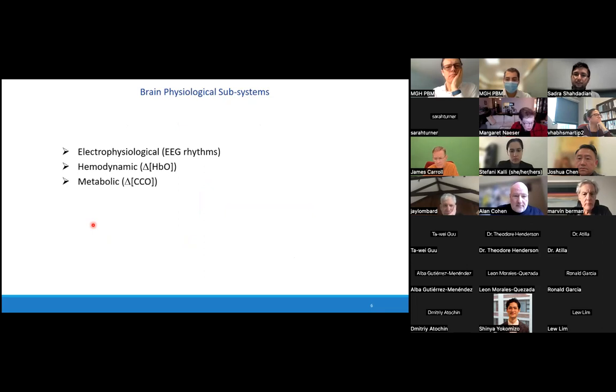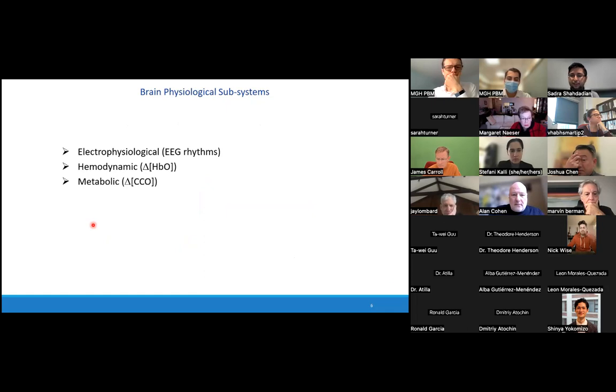So for the main brain physiological subsystems, we can focus on three of them, which are the electrophysiological, hemodynamic, and metabolic subsystems. Each of them is measured by specific methods. For example, the electrophysiological system can be monitored through EEG rhythms. Hemodynamics is measured through changes in the concentration of oxygenated hemoglobin, and the metabolic system can be measured by changes in the concentration of the redox state of cytochrome C oxidase.